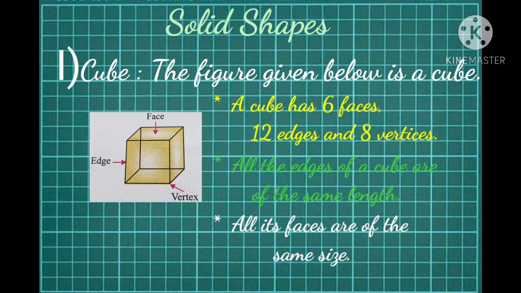The first one is cube. The figure given below is a cube. A cube has 6 faces, 12 edges and 8 vertices. All the edges of a cube are of the same length. All its faces are of the same size.